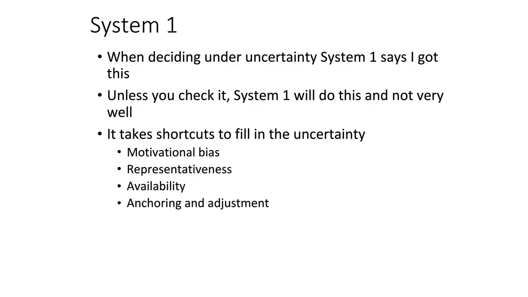System 1 takes shortcuts to fill in the uncertainty. It uses biases and heuristics: motivational bias, representativeness, availability, anchoring and adjustment. There are tons and tons of biases and heuristics. I would like you to be aware of the fact that they exist. We're not going to delve into them in any detail at this point in the course, but I want you to be aware of the role they play, not only in your individual decisions, but in the decisions that the organizations that you work for make.